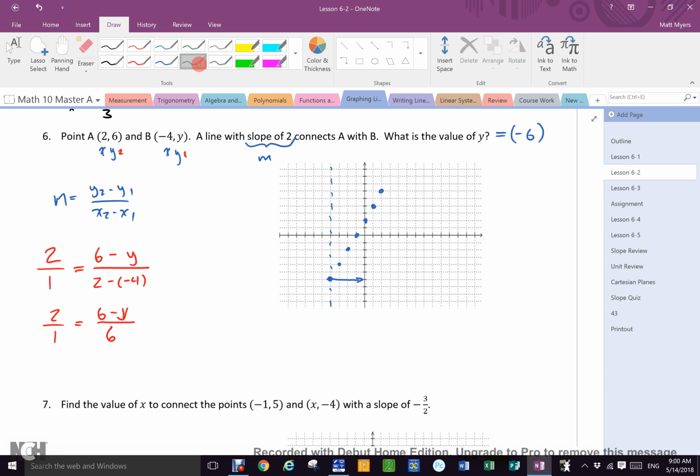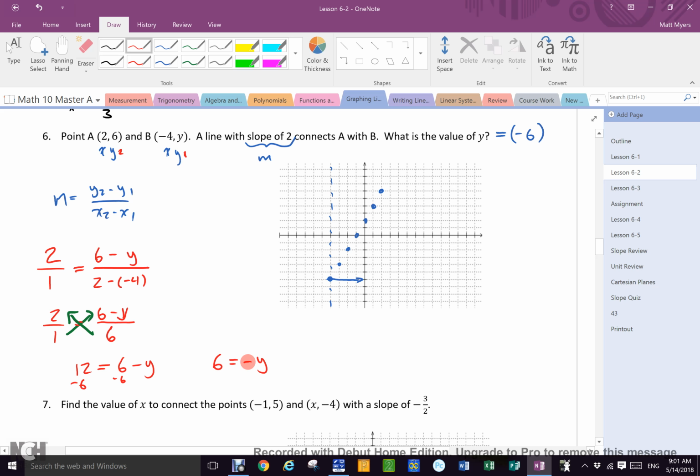You multiply these. What is 6 times 2? 12 equals, what's 1 times 6? 1 times y? Y. And then you solve this. What do I have to do with that 6 to get y by itself? Subtract 6 from both sides. What's 12 minus 6? 6 equals negative y.